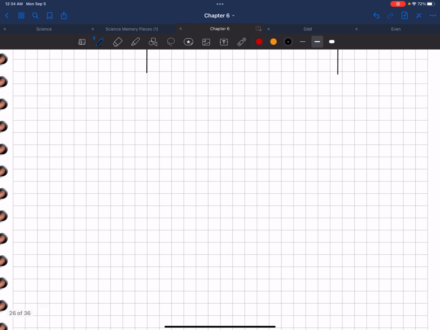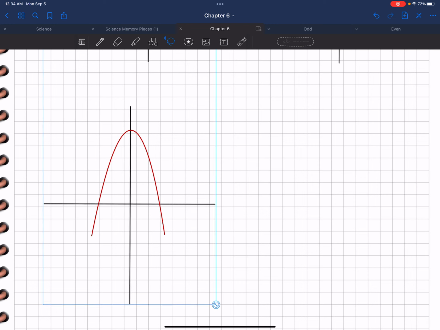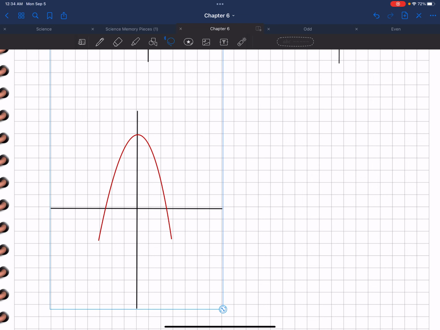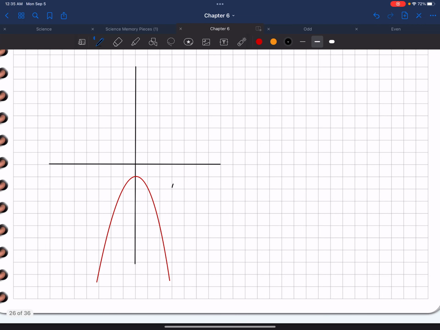So what about this one? Bear with me a second. Let me get it on the line so it's not going to mess with our heads. What about this one? How many x-intercepts does that graph have? It has none because it's below the x-axis. Not none. Let's say no x-intercepts.